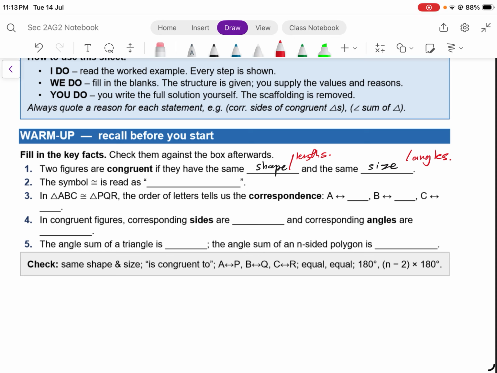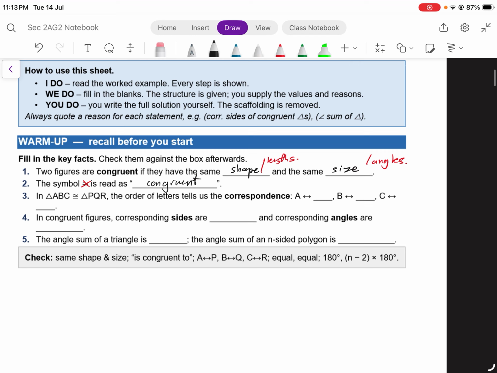Now we don't use this symbol anymore, right? It's an old symbol. This is read as congruent. But the answer should be congruent. So for this worksheet, the worksheet will use the symbol, but by right, we don't use it anymore. We will just say that they are congruent.